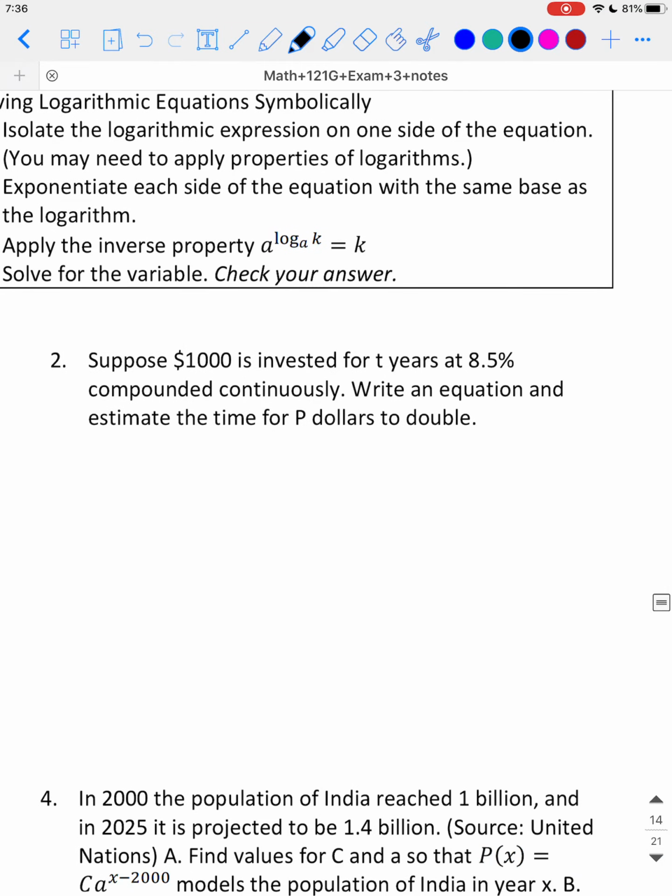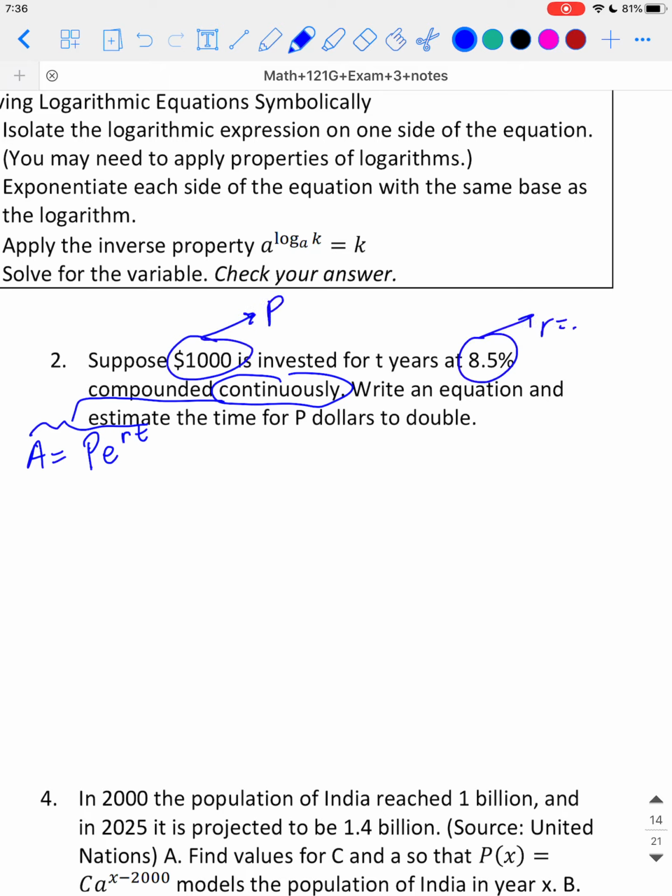Okay, the next problem. Number 2, suppose 1,000 is invested for t years at 8.5% compounded continuously. So here we need to use this formula. For continuously, we need this whole formula. And so this is still our P. This is still our R. And we want it to double, so that means that our A is equal to 1,000 times 2.